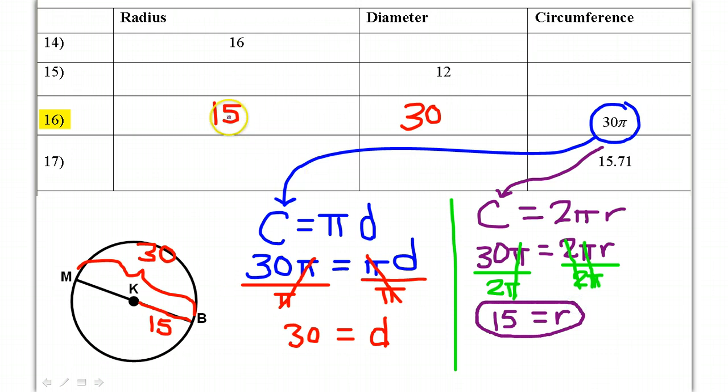And of course, if the radius is 15, that means the diameter must be 30, since the diameter is always twice as big as the radius. So you could have done it that way as well.